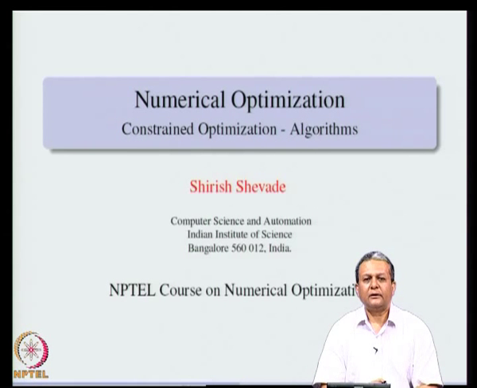We have already studied the theory of constraint optimization, and in particular we saw that the Karush-Kuhn-Tucker or KKT conditions are necessary for a local minimum of a constraint optimization problem, and the second order KKT conditions are sufficient under certain conditions. So, we make use of some of these ideas to devise algorithms for solving a constraint optimization problem.